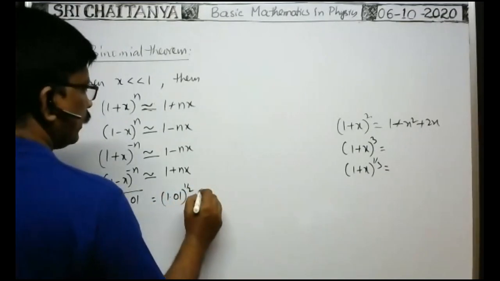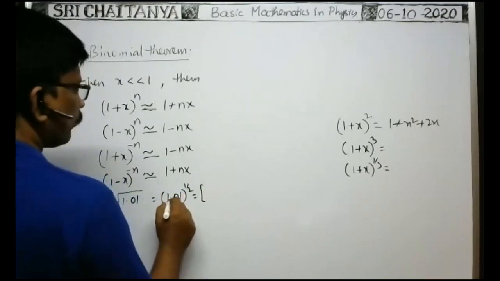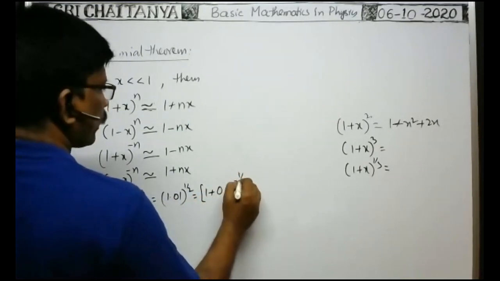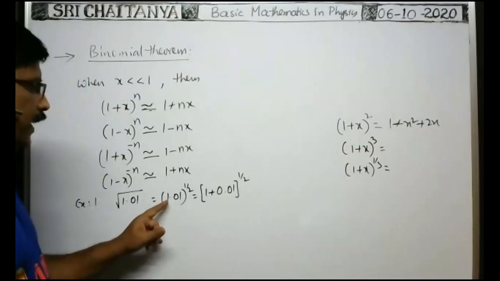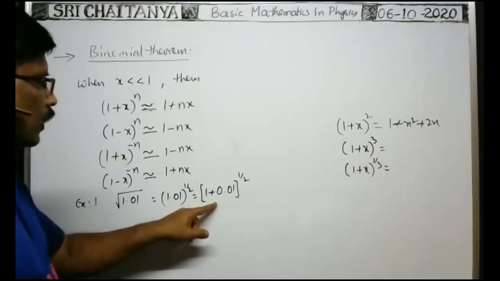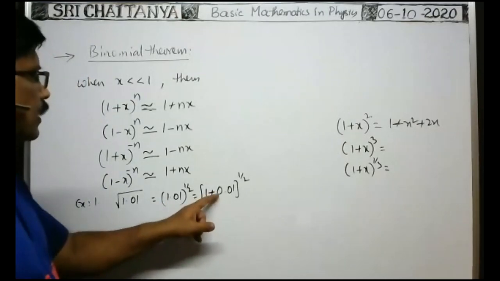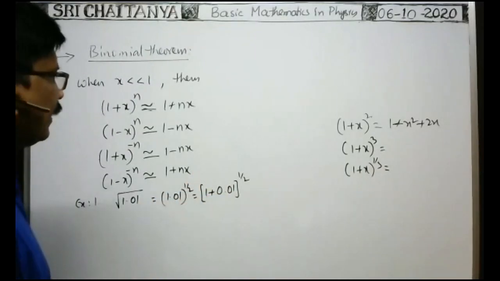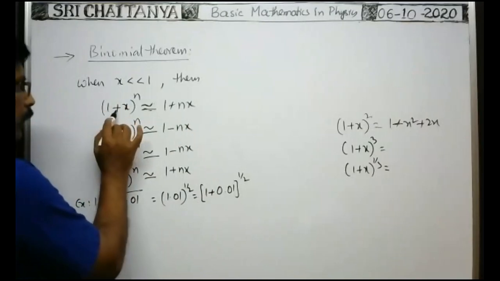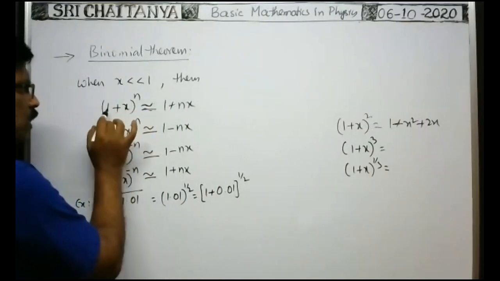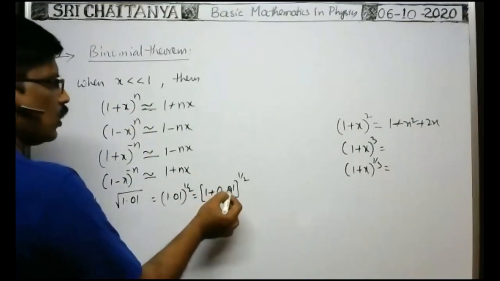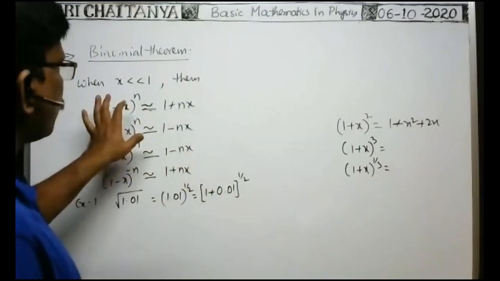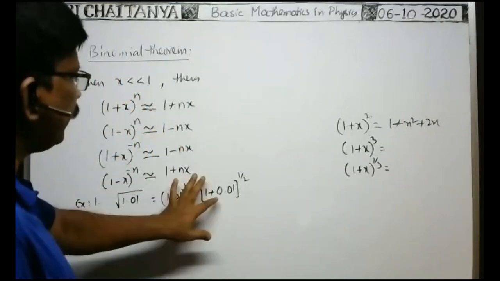1.01 can be written as 1 plus 0.01, whole power of 1 by 2. 1.01 means 1 plus 0.01, that means 1.01 only. It is just like 1 plus x whole power of n, in which x is very small compared with 1. The 0.01 is very small compared with 1 only. So it is similar to this one. That's why we can apply the binomial theorem here.